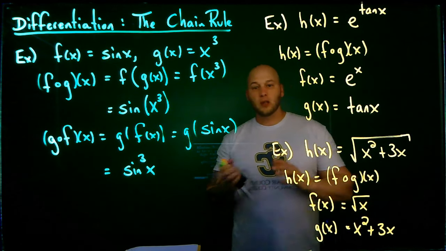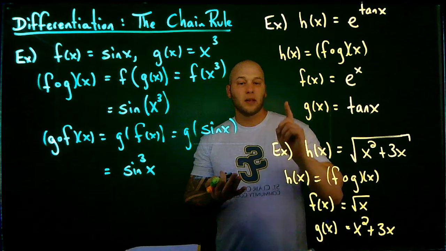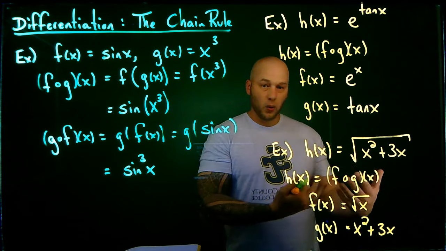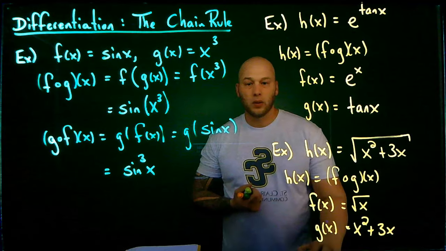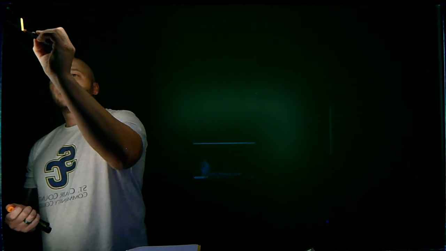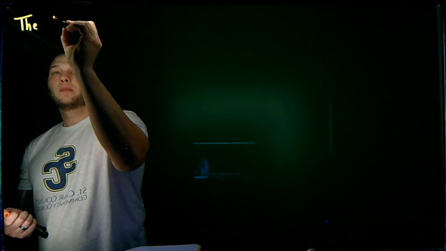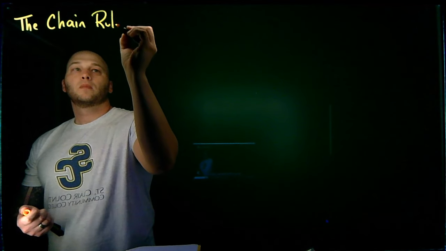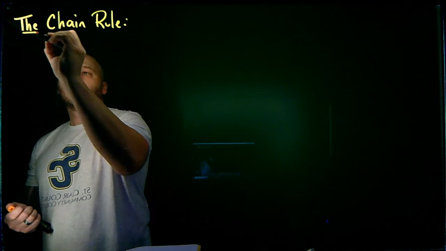So this is the first step: I have to recognize that it is a composition, what functions we composed, and the order that we composed them in. Now we come to the statement of the chain rule. I'm going to write just the result of the statement.